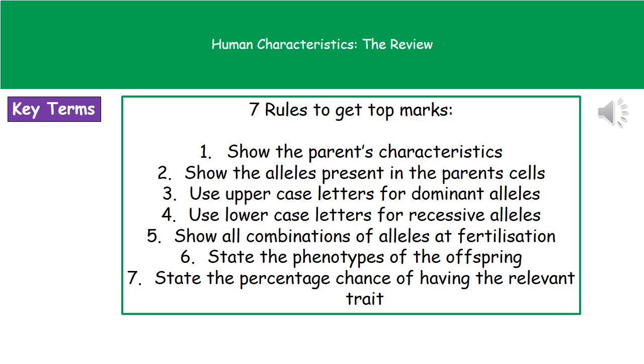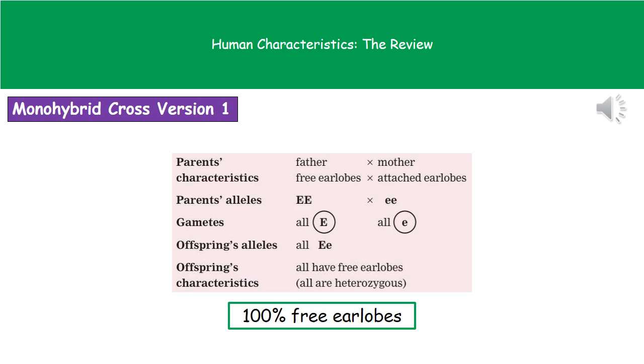We need to show all the combinations of alleles that will be produced at fertilization. We need to state the phenotypes of the offspring. And finally, we need to write down the percentage chance of having the relevant trait from our question. So if you follow those 7 rules, you should always get top marks on any one of these questions.